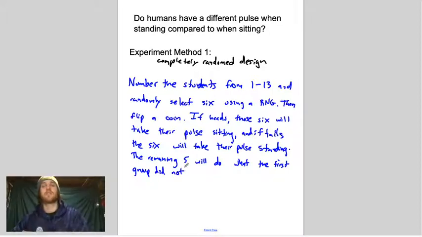Okay, so you have 6 getting one treatment, 5 getting the other treatment. It is selected randomly. And so what we're going to do is take a look at a couple of possible outcomes using our data.